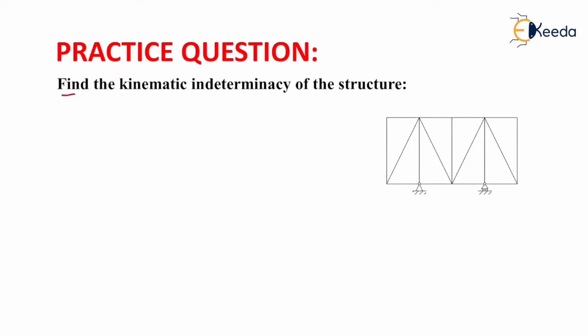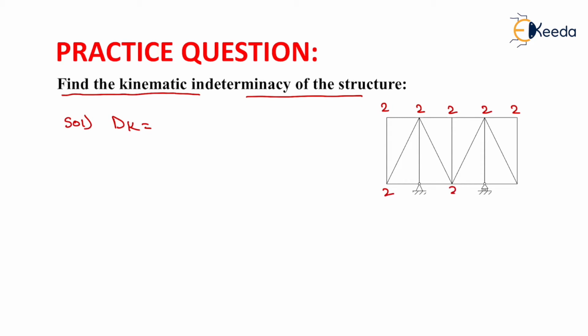The question is written as: find the kinematic indeterminacy of the structure. Now we need to find the kinematic indeterminacy of the given truss. We know that in the case of trusses, each joint will be subjected to two possible movements, that is horizontal displacement and vertical displacement. So we just write the value 2 at each and every joint.